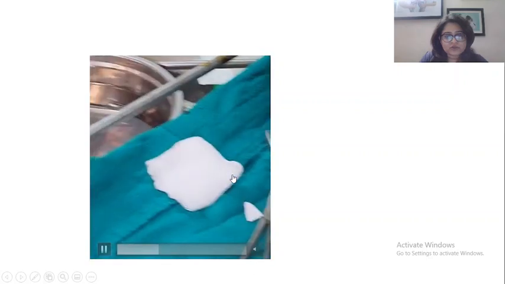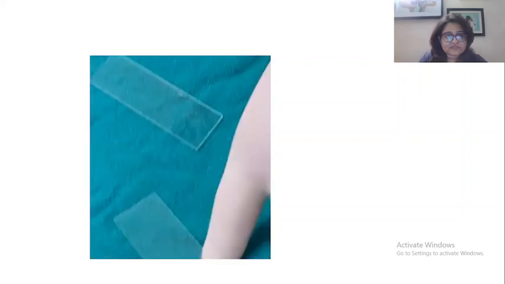Then this is the cyto brush. It goes inside the endocervix, and you can see that it has been rotated. And this again is given to the nurse, and the nurse then prepares the slides, and then she dips it in the fixative. So this is how a pap smear is taken. All right.